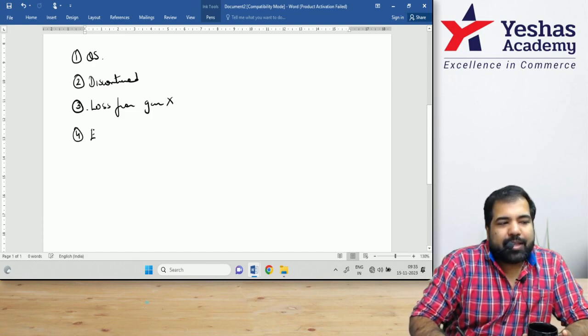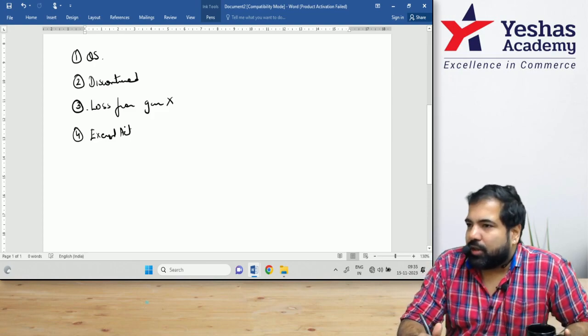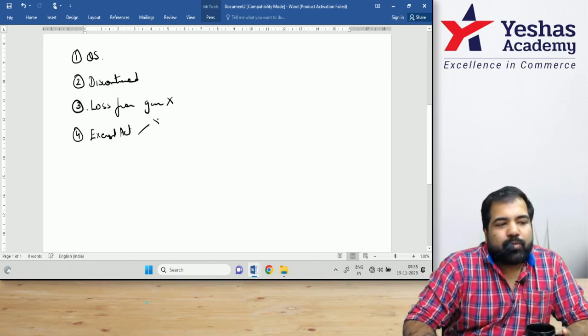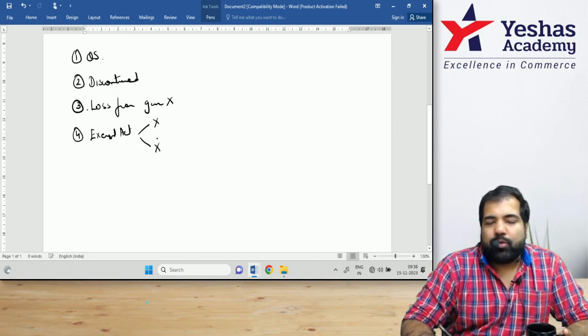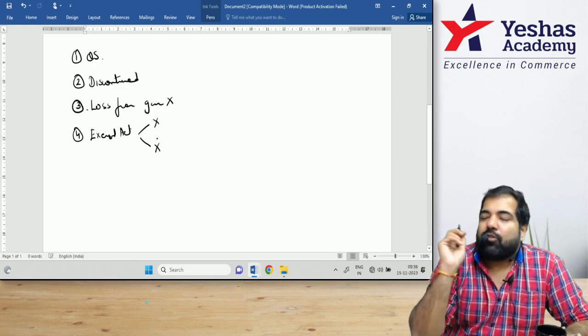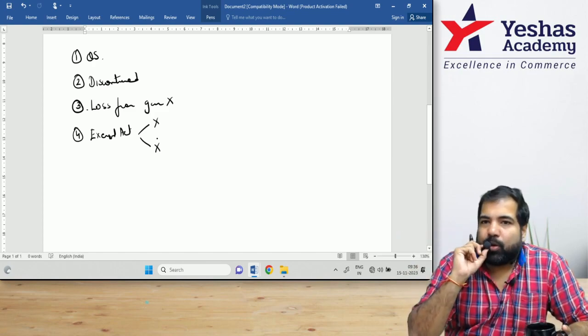Fourth, any exempt activity. Example, agriculture. If income is there, what do you do? Ignore. If a loss is there, what do you do? Ignore. Agriculture is a very common thing, and it will be there in your paper also.